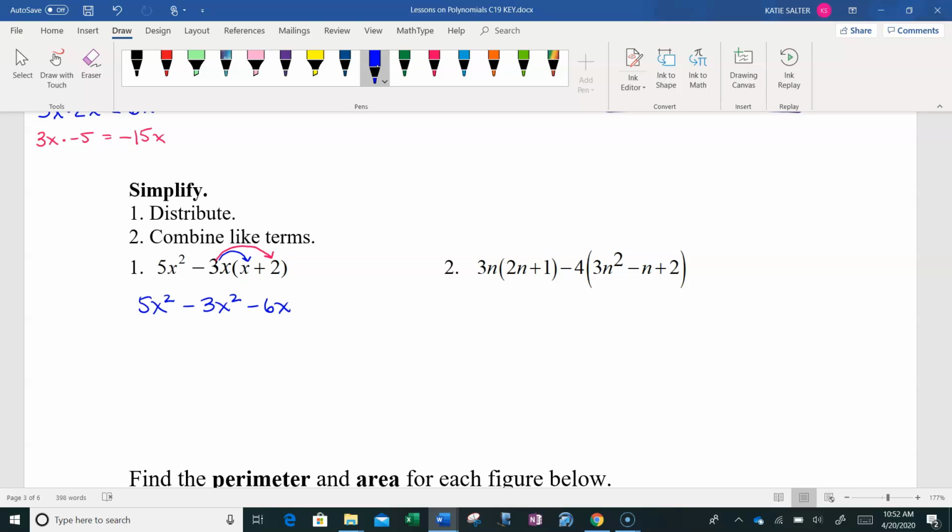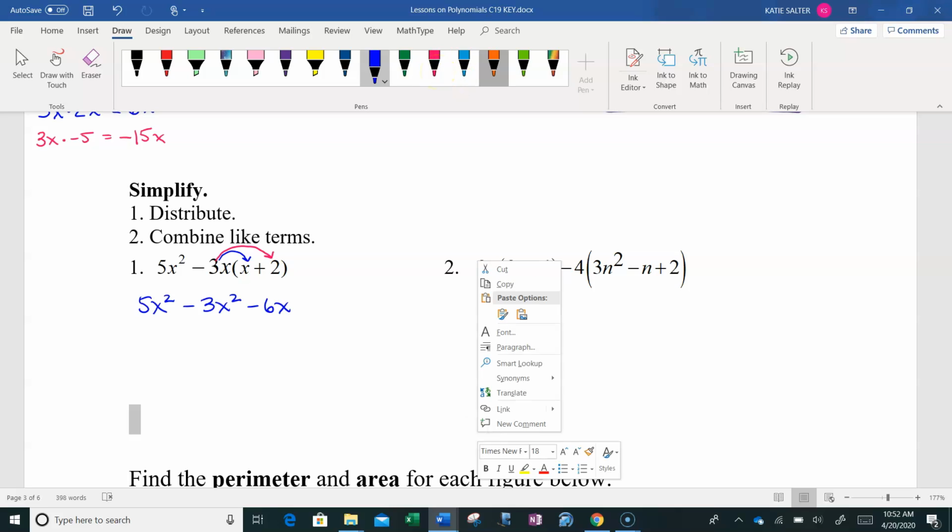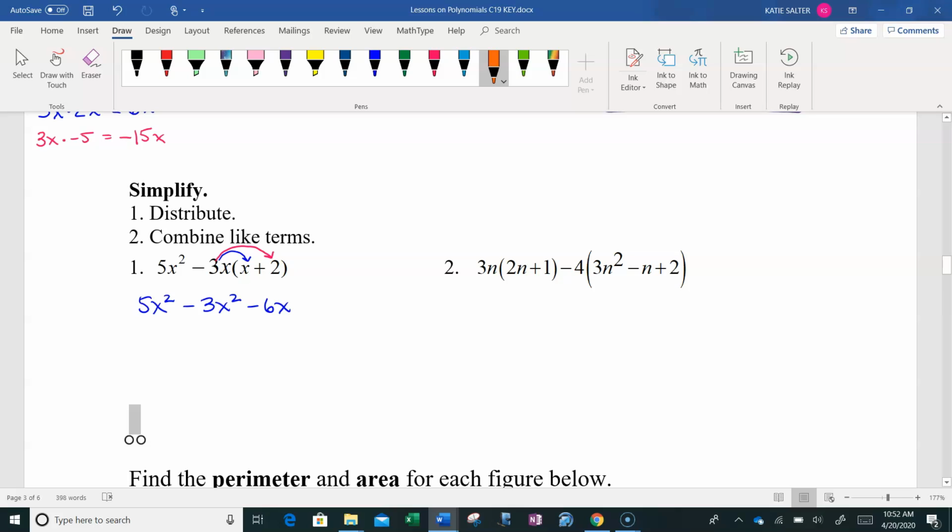However, in this case, once we have distributed, we can see that we have like terms. We have a negative 5x squared, a positive 5x squared right here, and a negative 3x squared right there. So we now need to combine our like terms. 5 take away 3 is going to give us 2x squared, and then we still have minus 6x. Remember, we would not combine our x's with our x squareds. This is in standard form because we have it in descending order. We have the x squared and then the x term.